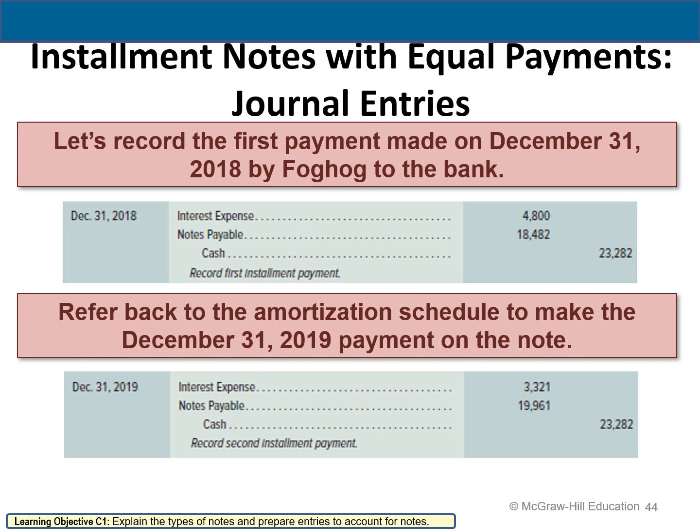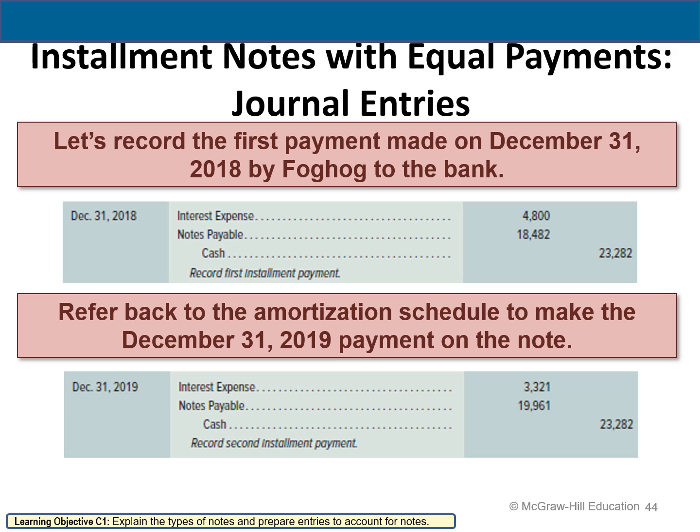Installment notes with equal payments. So let's record the first payment made on December 31st by Fog Hog to the bank. Based upon that amortization table, we're going to have interest expense of $4,800. We're going to reduce our note payable for the amount that got applied to the actual principal balance, $18,482, and we're going to reduce our cash by $23,282.